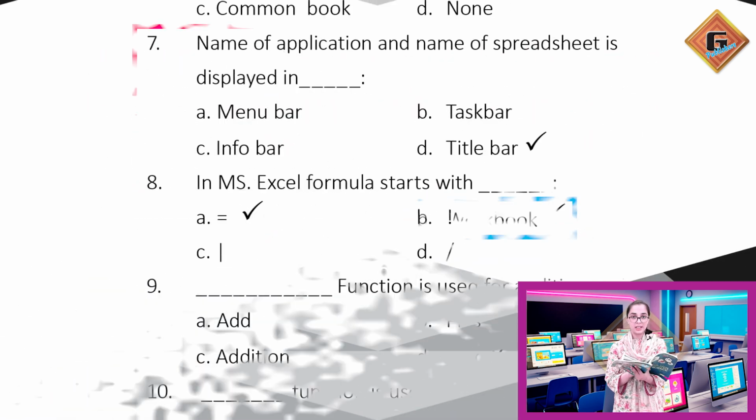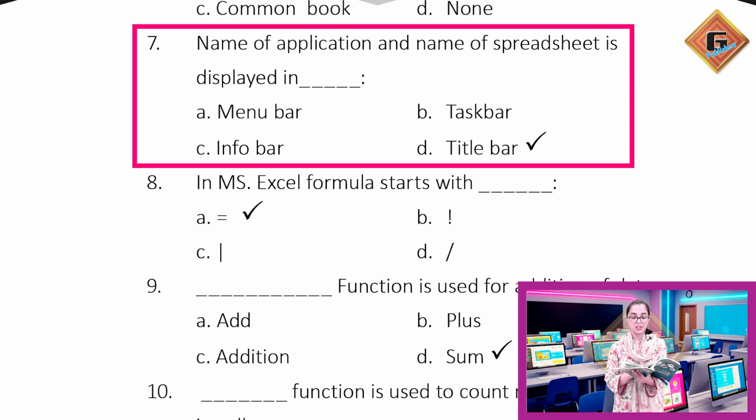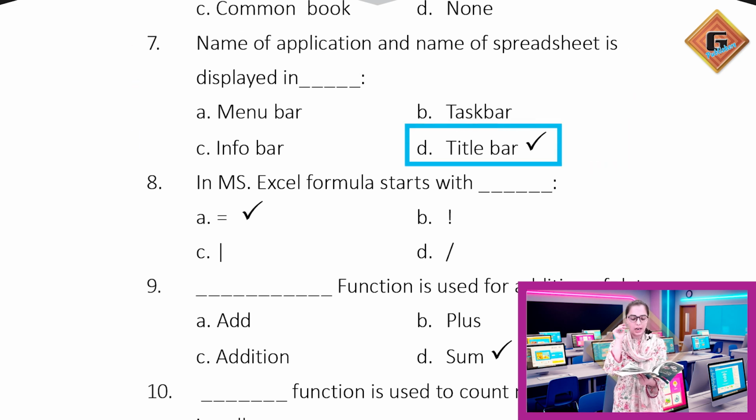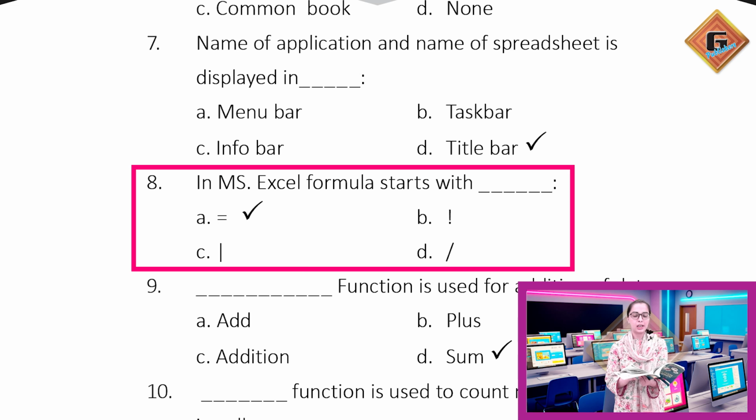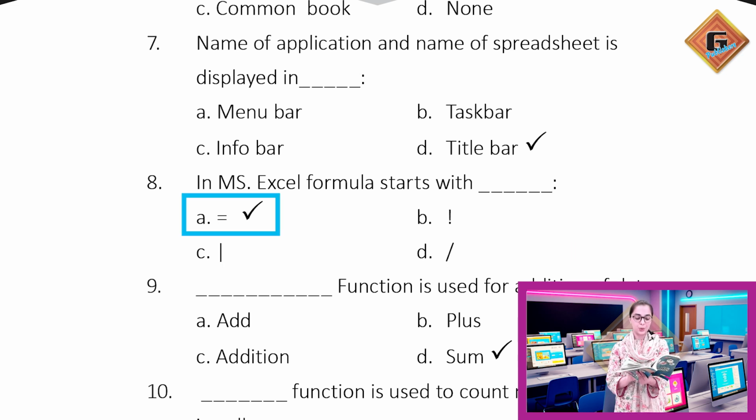Workbook. Seventh MCQ is name of application and name of spreadsheet is displayed in A. Menu bar, B. Taskbar, C. Info bar, or D. Title bar, and the correct answer is D. Title bar. Eighth MCQ is in Microsoft Excel, formula starts with A. is equal to sign, B. exclamation mark, C. straight line, or D. slash, and the correct answer is A, is equal to sign.